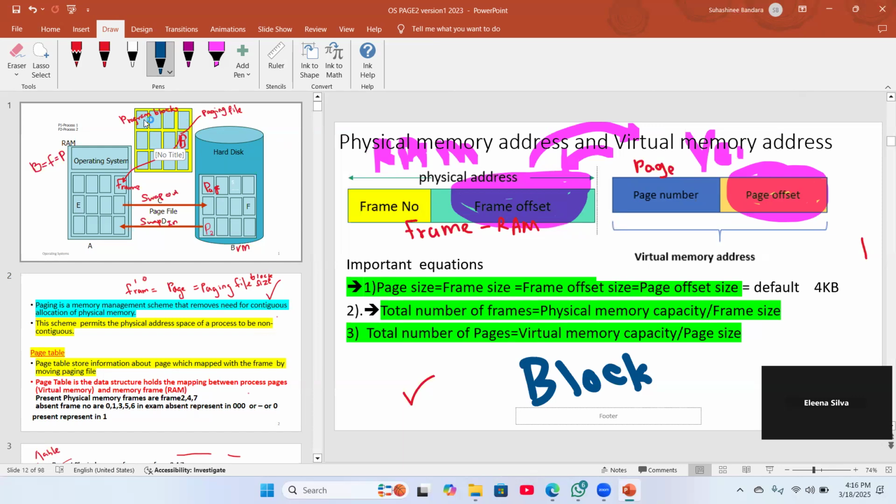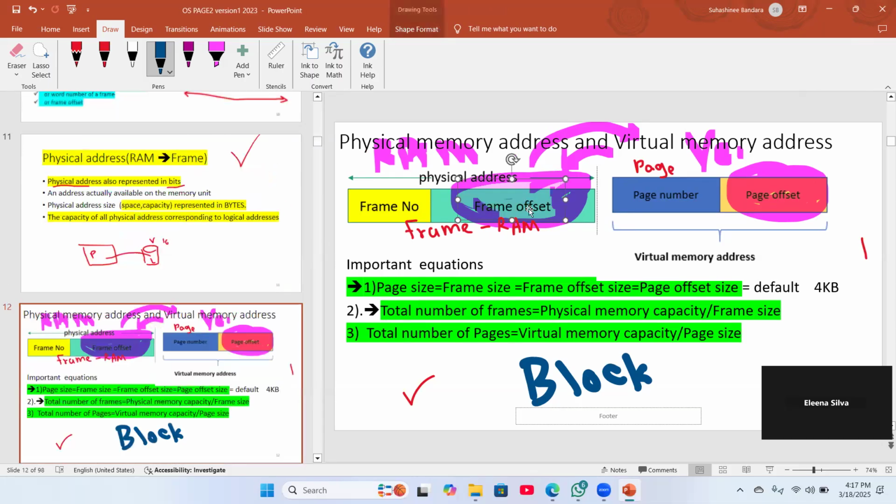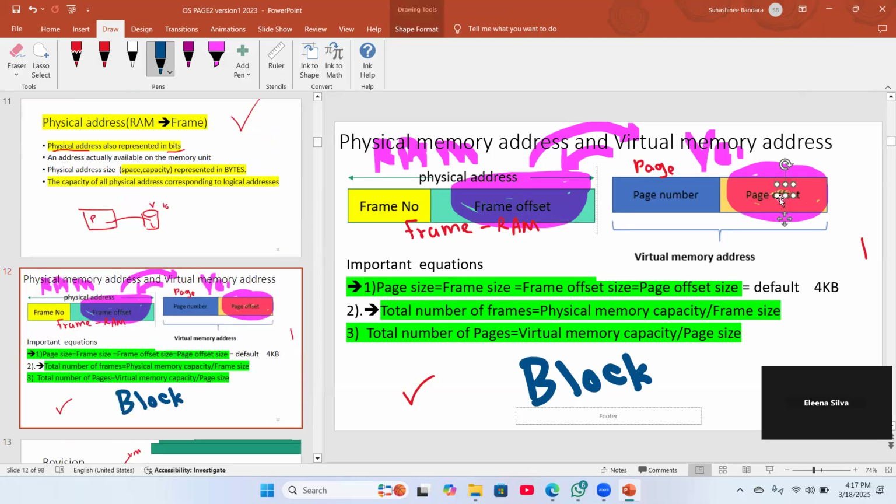So that program block, or by another name, paging file, is moving to the random access memory for execution. If the space is not enough in the random access memory, it is moving to the virtual memory. So it's going to the page offset. The place where I store that paging file is the frame offset. On the other hand, the page offset. Therefore, page offset is equal to frame offset. Both are equal in size.